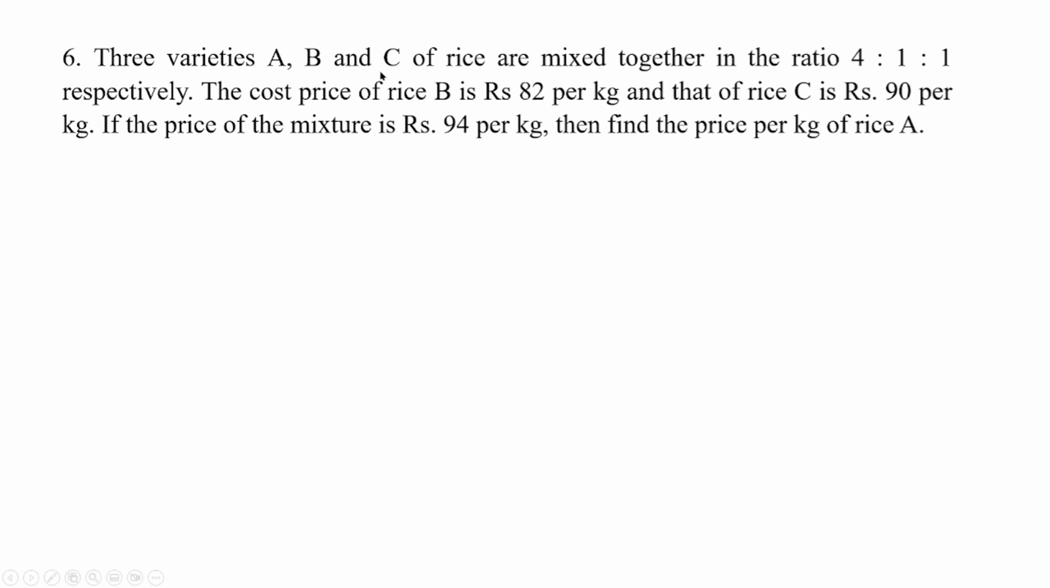So here we can see that there are 3 varieties and they are mixed in the ratio 4:1:1. Now since B and C are mixed in the ratio 1:1, let us find the average price of B and C from the details given here and take this entire ratio as 4:2. So B and C together, the proportion is 2 and A the proportion is 4. We can find the average price of B and C from here since they are in equal proportion. And we also know the price of the mixture. From this we can find the price of A.